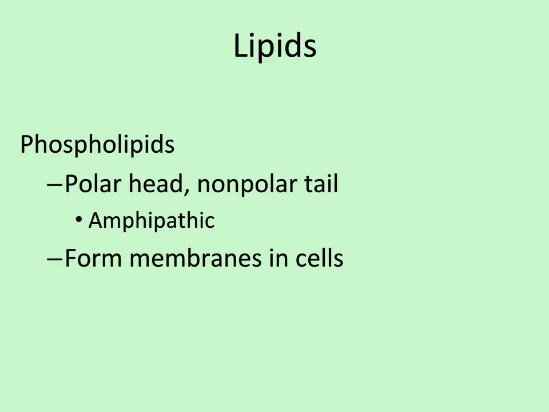Phospholipids will be the last lipid group we examine. Phospholipids consist of a polar head and a nonpolar tail, giving the molecule a dual nature. As a result, phospholipids are amphipathic, meaning they have both an affinity for and an aversion to water. This property allows them to form membranes in cells.